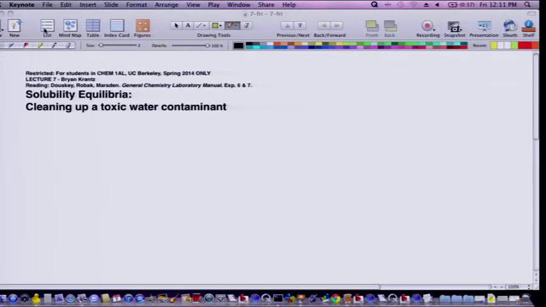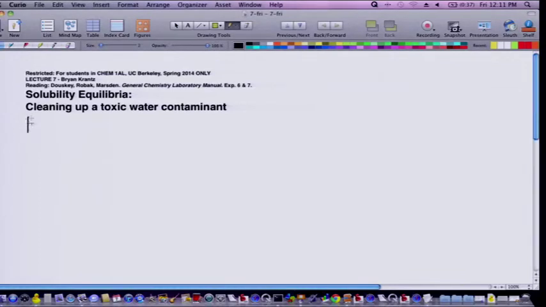So I thought I would just do a little bit of a review and show how solubility equilibria could be used to clean up a toxic water contaminant. And we'll be talking about a species of chromium called hexavalent chromium.